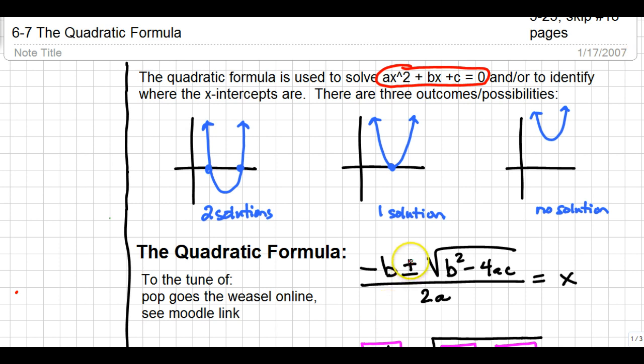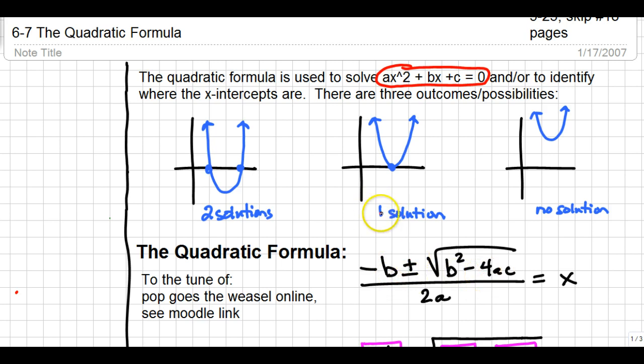The reason why we have a plus and a minus here is because we're going to actually do this problem twice. When you do the quadratic formula, there could be a potential of two solutions. So you'll do it once with a plus and then again with a minus. So many times when you're doing this problem with a quadratic formula, you'll get two answers.